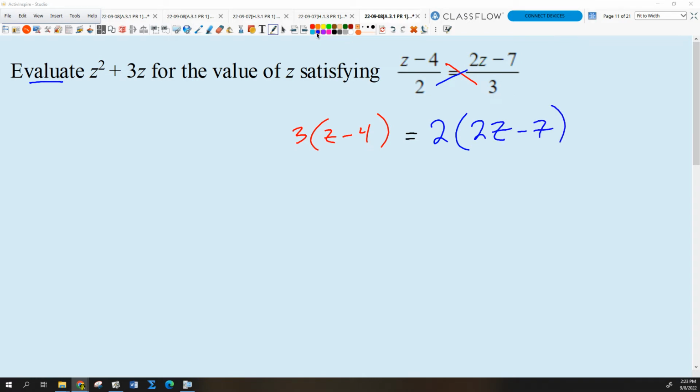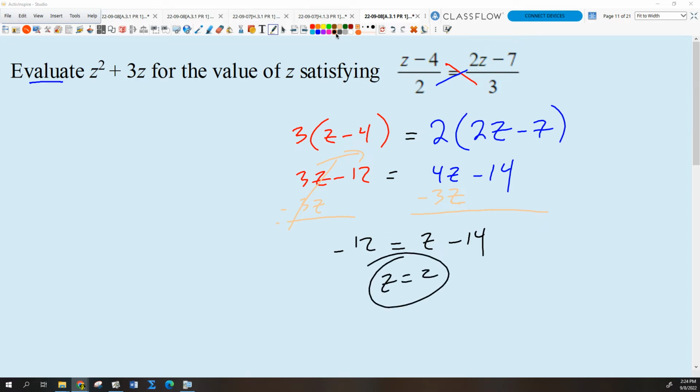And now we do have to solve this one to do part B, don't we? So if we distribute here, what do we get when I do the red distribution? 3z minus 12 equals blue distribution. Where am I pushing the z's? To the right. Good. So we're going that way. So those guys cancel, and I end up with negative 12 equals z minus 14. So what's z? 2.